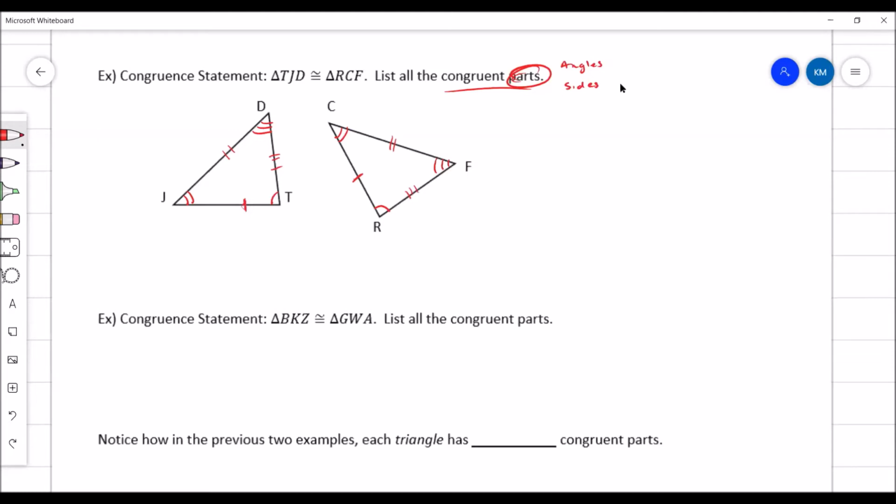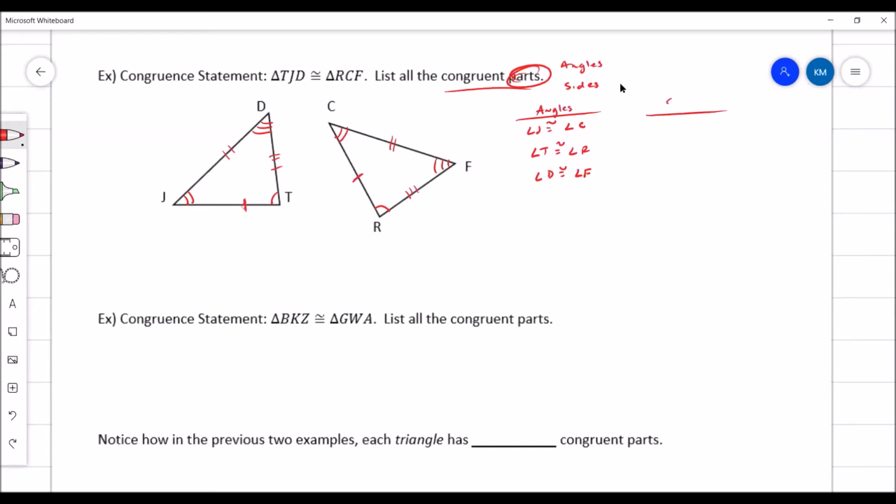Okay, and so we can list all these out. I kind of just talked through them, but we'll list them all out. So angle J is congruent to angle C. I should have probably done this in order. Angle T is congruent to angle R. Angle D is congruent to angle F. Okay, and it's going to be a lot easier. You see how much you have to keep in your head. It's a lot easier to notice this as you make the markings on your diagram, and that is why I tend to do that a little bit more than listing them out.